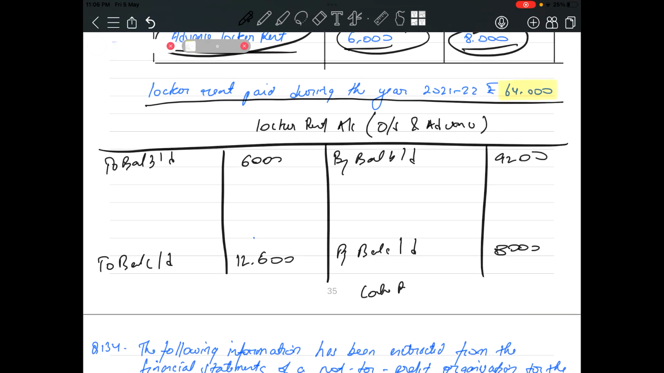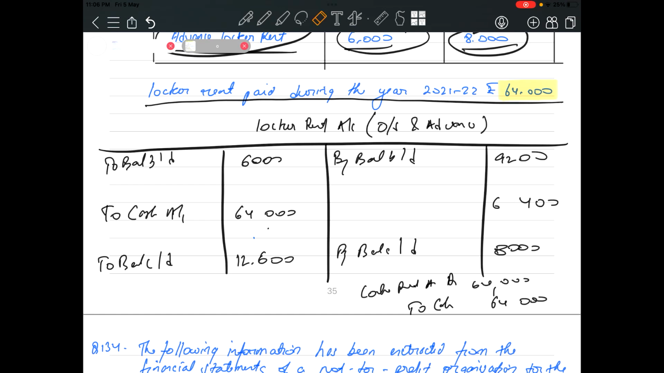The journal entry will be local rent account debit. Cash is going out, right? Money is going out. So cash account 64,000. So cash will come here to the cash account, 64,000. So what will be the amount transferred to income and expenditure account? Let's see, 6,000 plus 64,000 plus 12,600 minus 9,200 minus 8,000 will be 65,400. So 65,400 will be transferred to income and expenditure account. This is the balancing figure, 65,400.